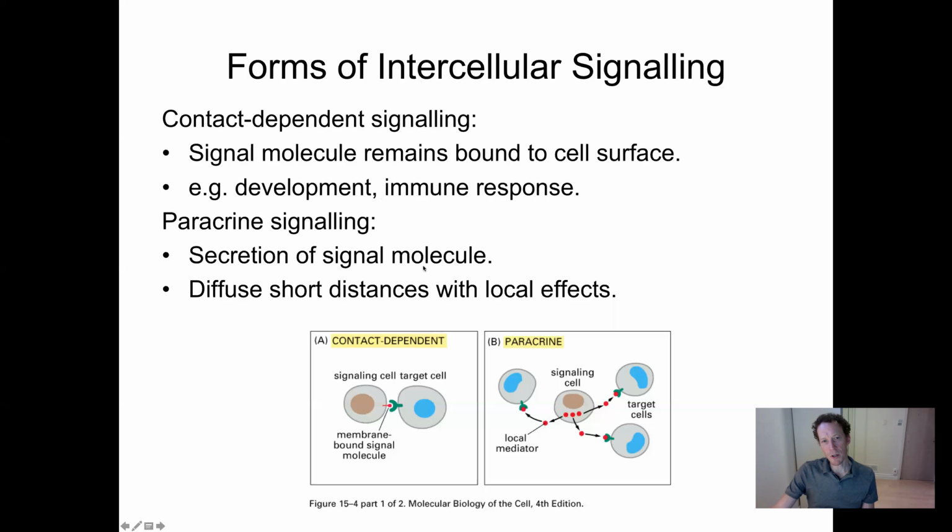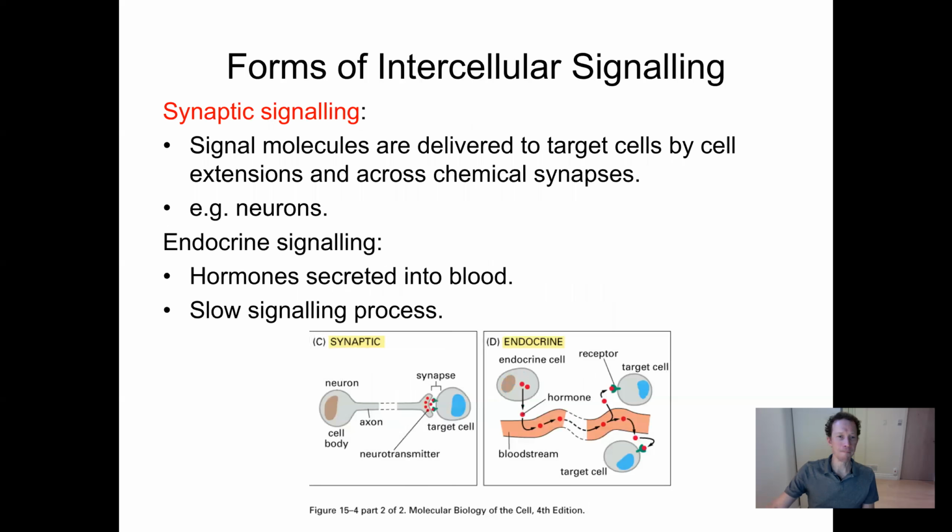Okay, so this is a secretion of a signaling molecule, and importantly, this involves diffusion over short distances with local effects. Okay, so paracrine signaling is not something that takes place over a very long distance, or very great lengths in tissue. It's something that is important over very short distances, like cell widths apart. So local cells that are not connected by contact dependent signaling or any synaptic contact, but undergo paracrine signaling.